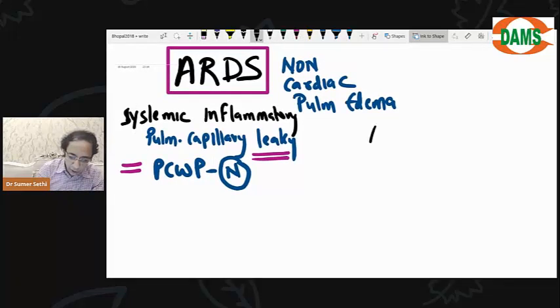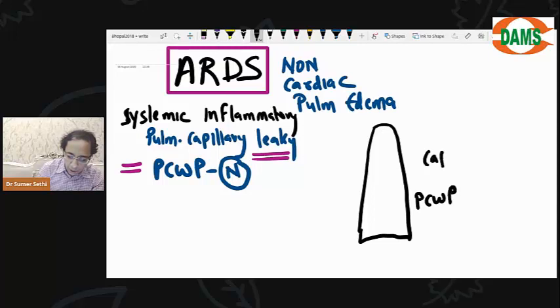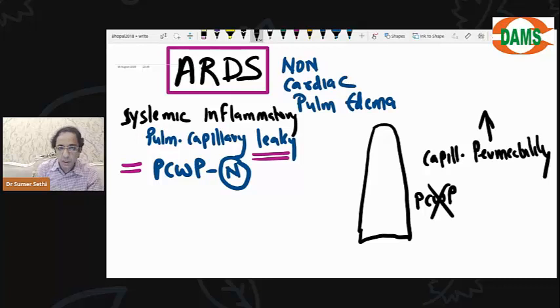बेटा सोच के बताना है। ARDS में लंग में इडीमा PCWP के कारण है कि कैपिलरी परमेबिलिटी के कारण है? बोलो। In ARDS, edema is because of increased capillary permeability, not because of PCWP.